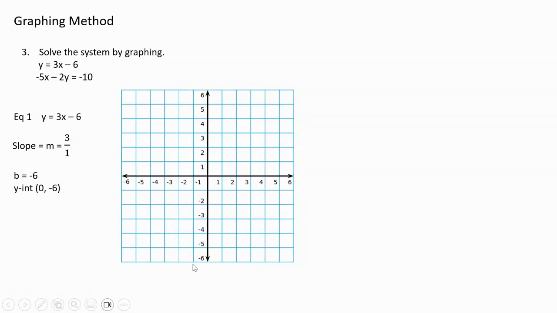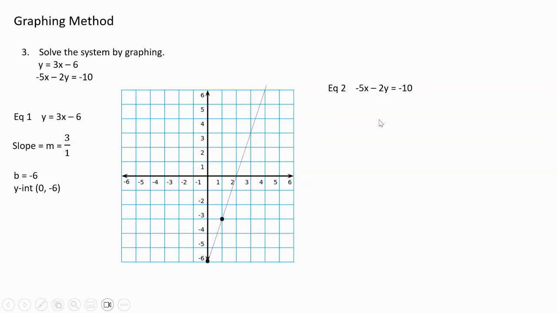So this is your starting point, 0, -6. Right? This here where the mouse is, this is my starting point. Then I'm going to go up 3, 1, 2, 3, and 1 to the right. Here's my point. And all we do is connect the dots with a line. Now let's go to equation number 2. Equation number 2, you can do it two ways.